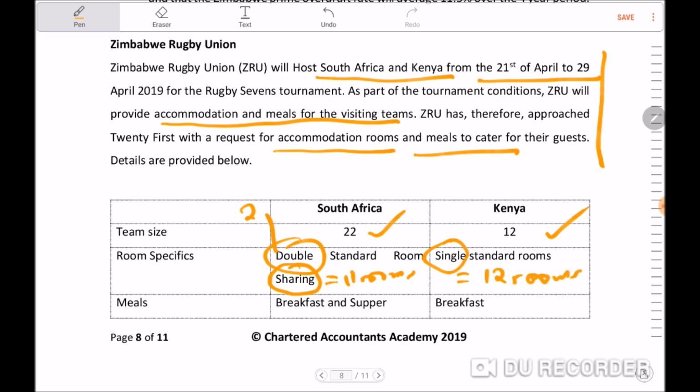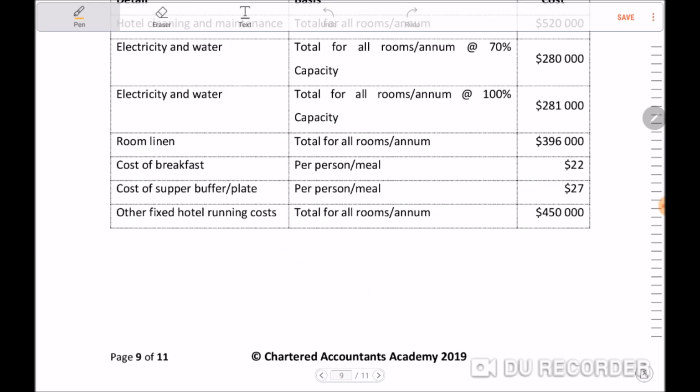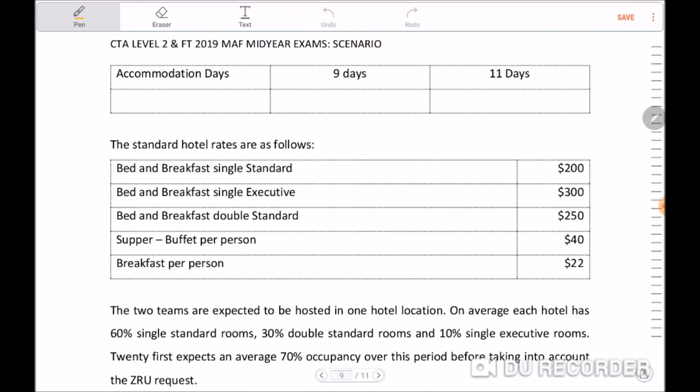12 rooms. Meals, breakfast and supper. Kenya, they only want breakfast. Very important. So moving on. I'm also told they require the accommodation for 9 days South Africa, 11 days Kenya. And all these things are very important when I'm trying to determine whether I've got existing capacity for this.